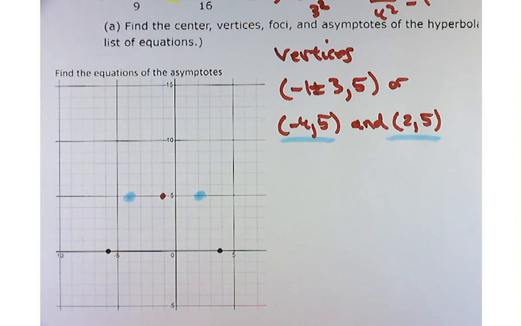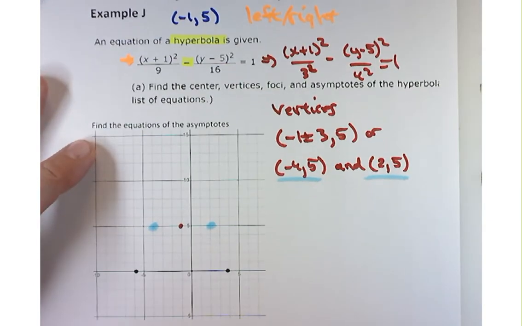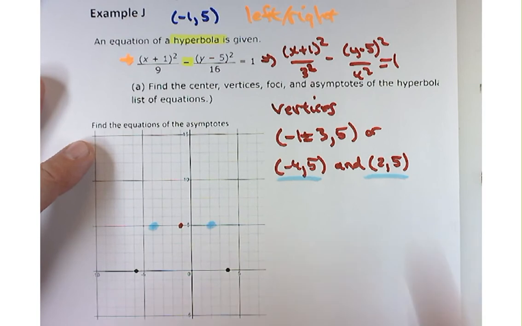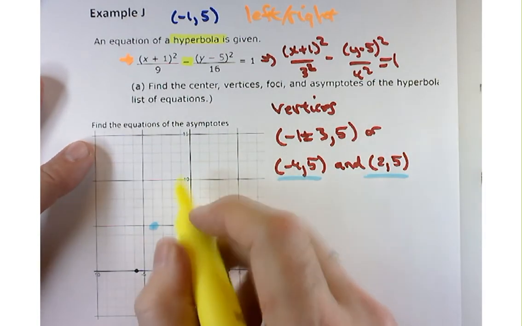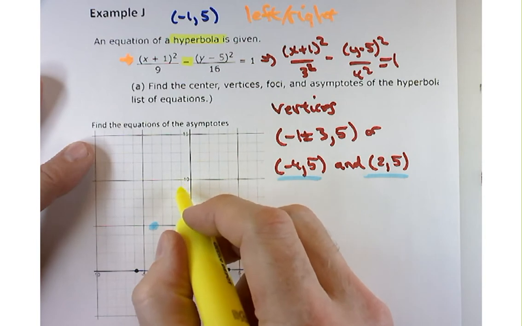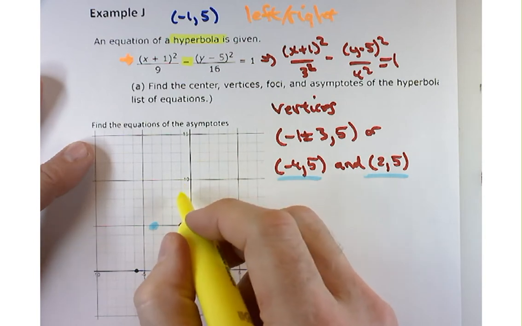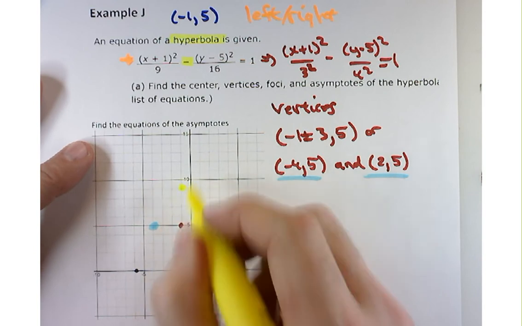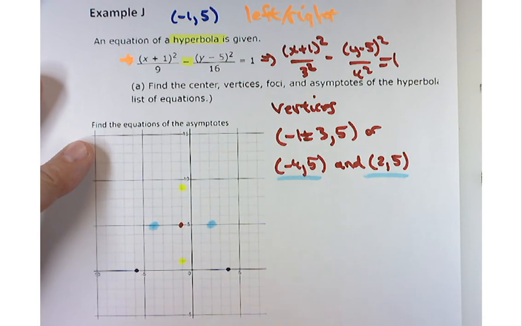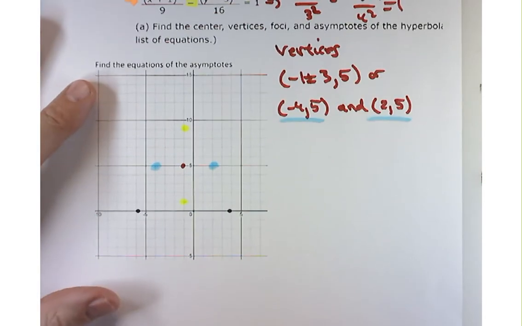Where are we going to find... because eventually I need to draw a rectangle around this, right? Where do I find those 2 other points? How far away from the center do I have to go to find those 2 other points? 4. So I'm going to go up 4 and down 4. So up 4 is going to put me at (-1, 9). And down 4 is going to put me at (-1, 1). So yay. Looking good there.